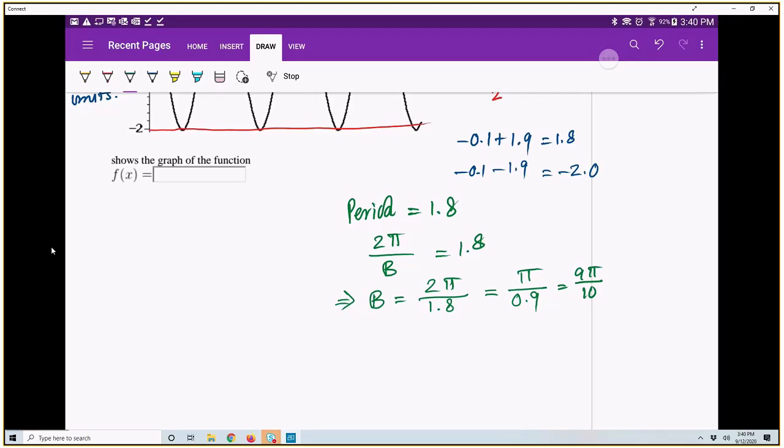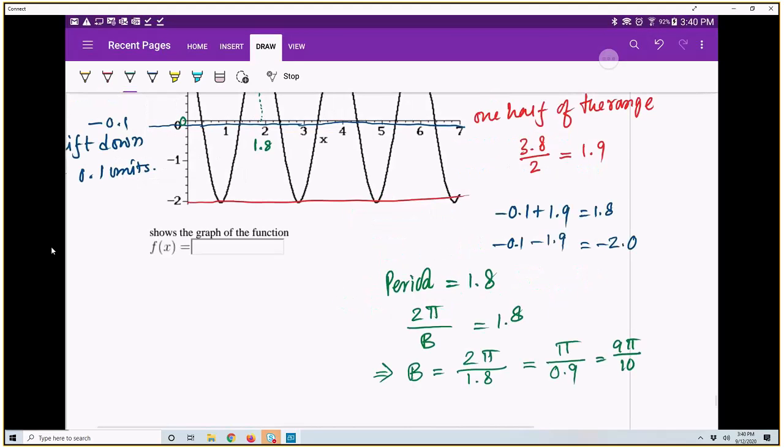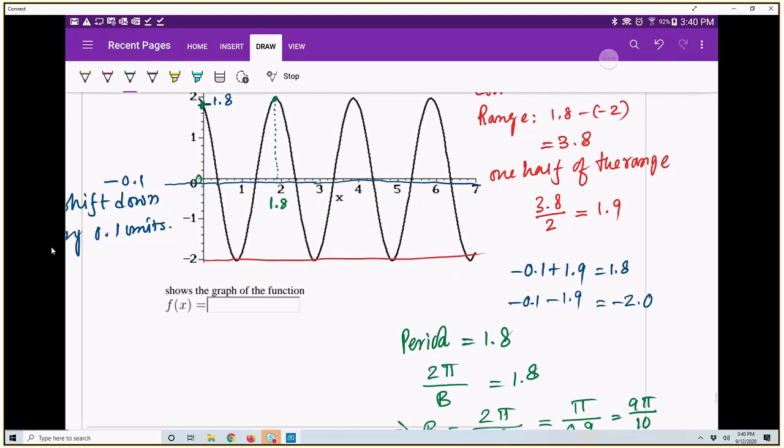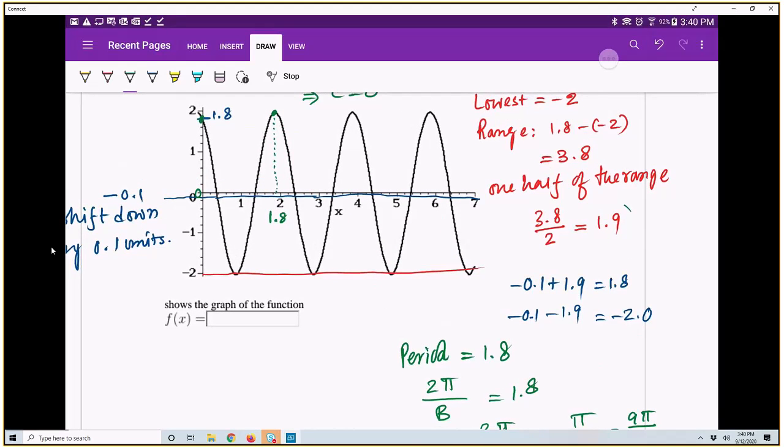So remember, I have found a bunch of values. I found b, I found c, I found a vertical shift downwards by 0.1 units. What is the amplitude? Well, what is half of the range? That's 1.9. So this is the amplitude. And clearly this one was not any reflection. And why it is not any reflection? Because at 0 you have the positive highest value.